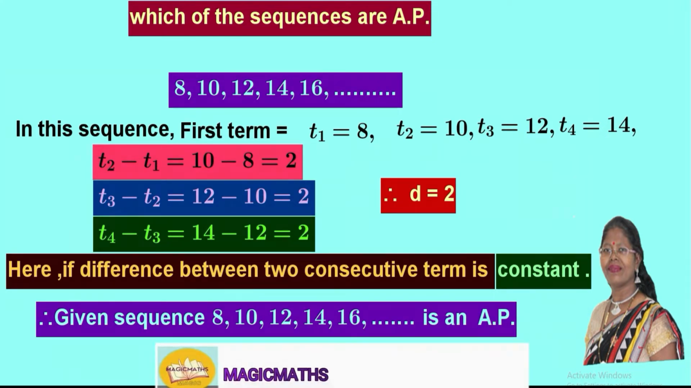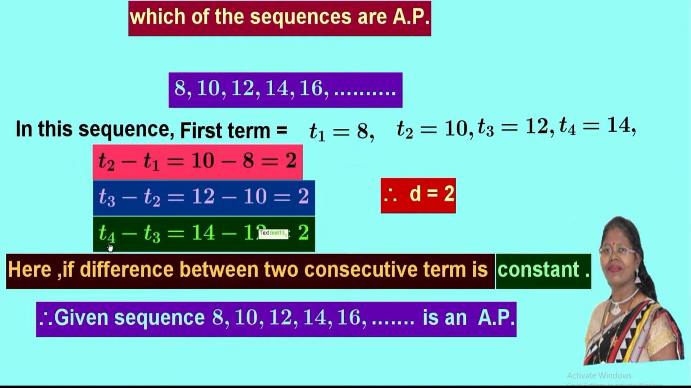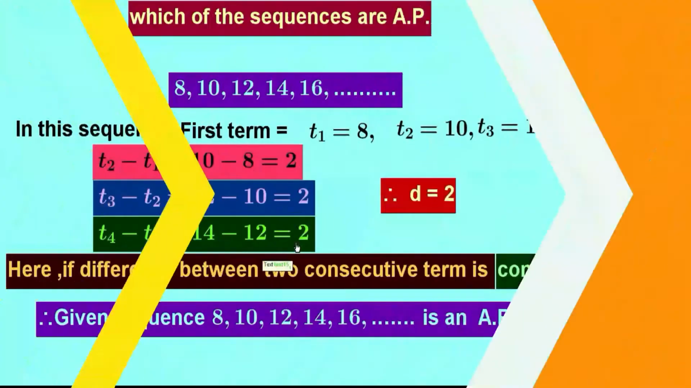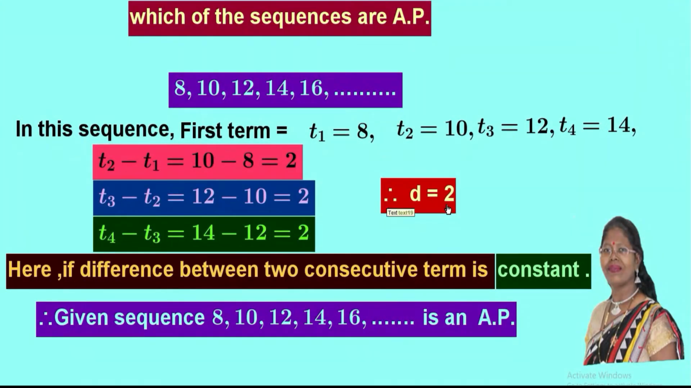Now T2 minus T1 is equal to 10 minus 8 is equal to 2. Then T3 minus T2 is equal to 12 minus 10 is equal to 2, and T4 minus T3 is equal to 14 minus 12 is equal to also 2. Therefore, D is equal to 2. Here the difference is the same. If the difference between two consecutive terms is constant, then the given sequence 8, 10, 12, 14, 16 is an AP.